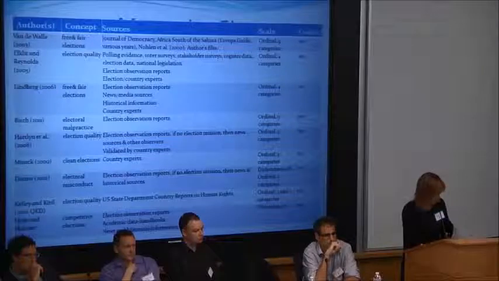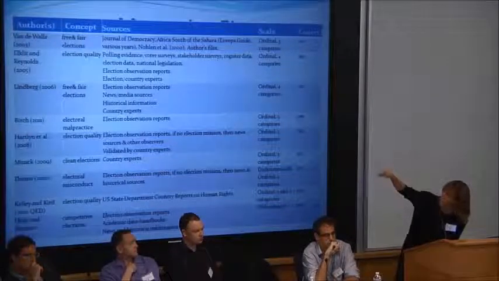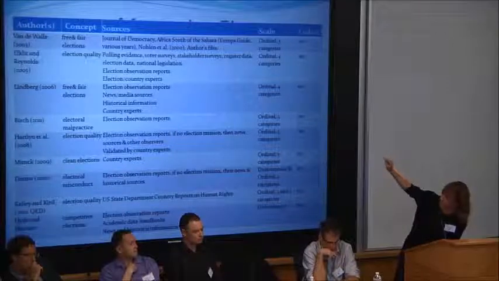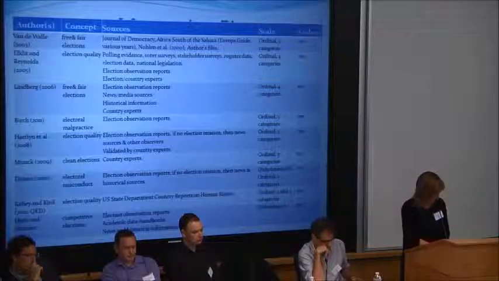This is, again, an overview of how the different data sets coded election integrity. What sources did they use? What scales did they use? Did they use multiple coders so that we can have at least some indication of reliability?